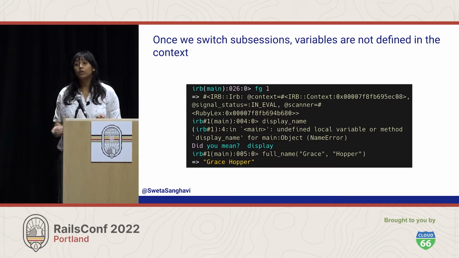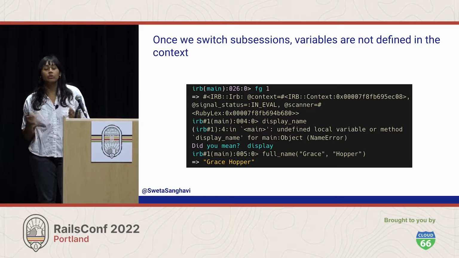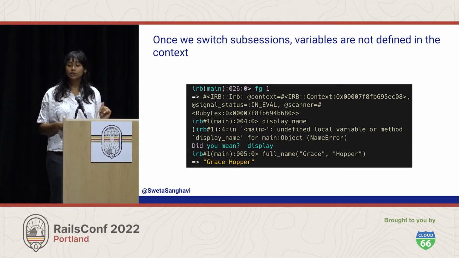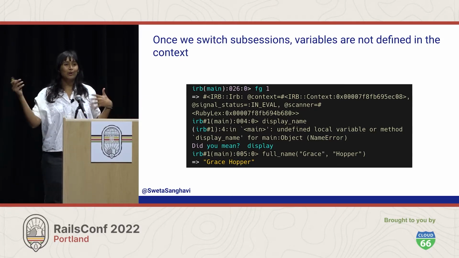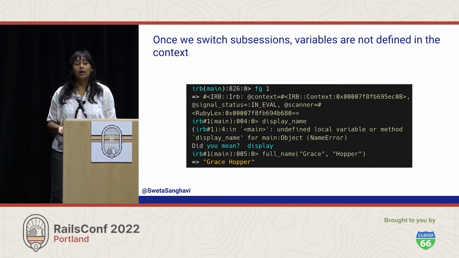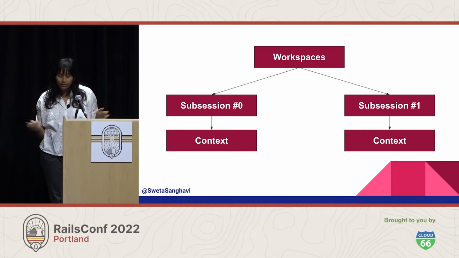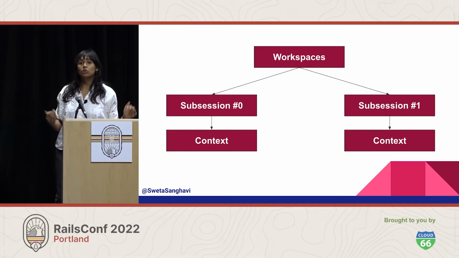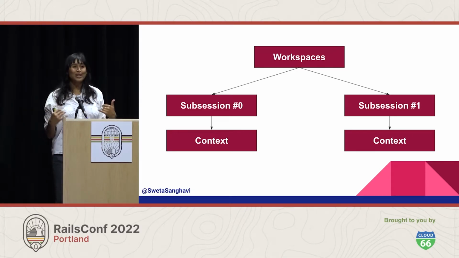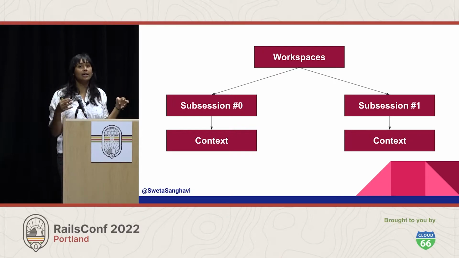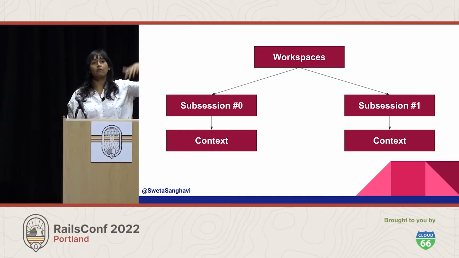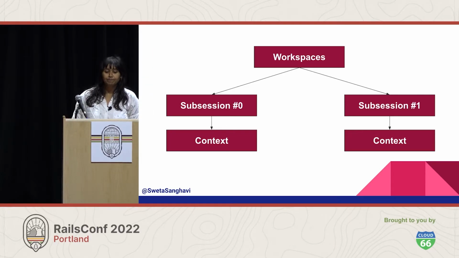However, interestingly, when you call the method full_name with 2 new parameters, we do have access to the method that we had defined in subsession 0. So how is that possible? How do we have something that can connect the 2? Well, another piece of the puzzle is the concept of a workspace. So workspaces keep track of subsessions, and each subsession is responsible for keeping track of context within that subsession. So workspaces are the top level above subsessions.